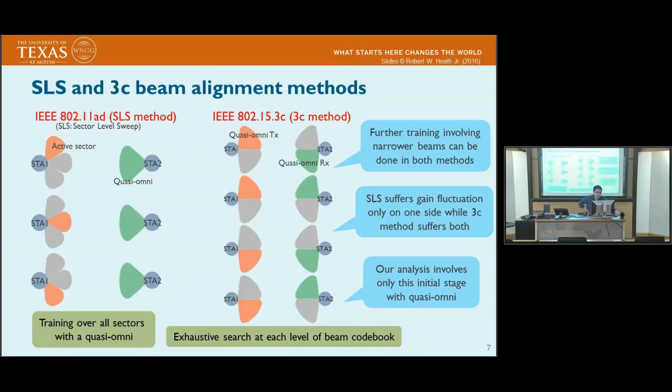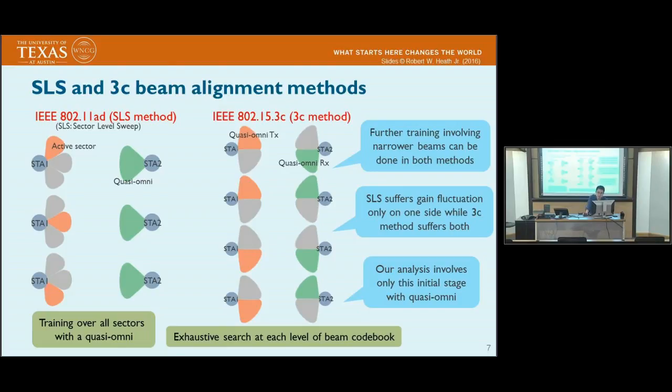So I will consider two beam alignment methods in this analysis. One is the sector level sweep, the SLS method. This is the method used in 802.11ad, and the other is used in 802.15.3c, the 3c method for short. They do pretty much similar things, but the SLS method uses what is called a single-sided search, meaning that one side uses the quasi-omni and the other side uses narrow beams to search all the different directions.